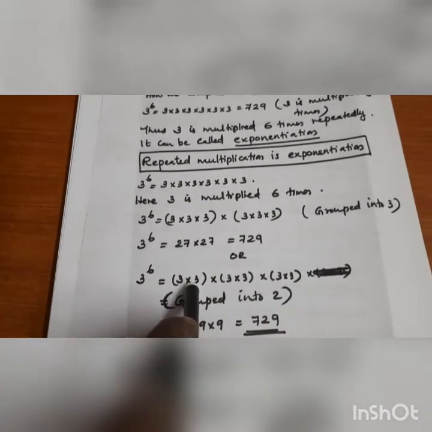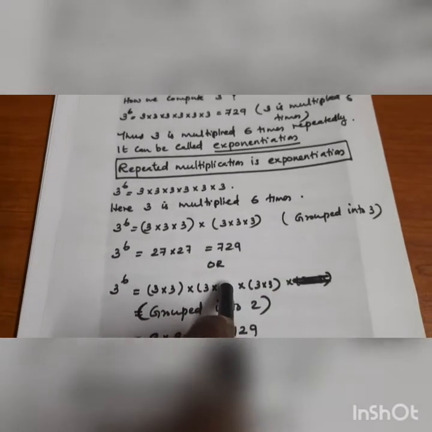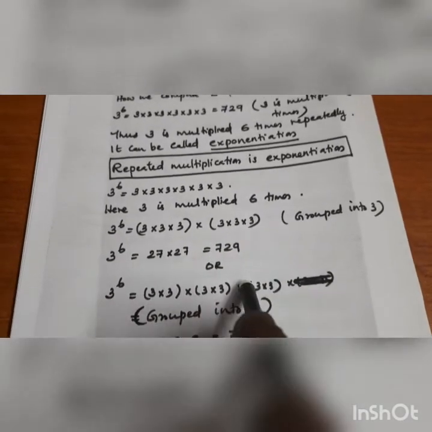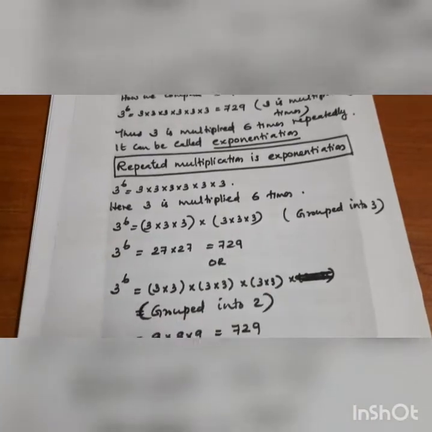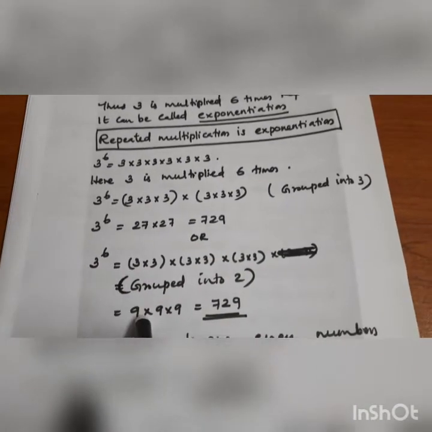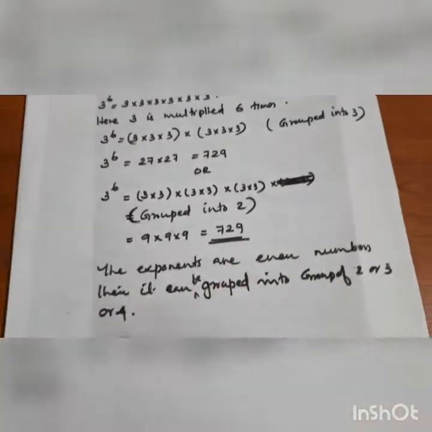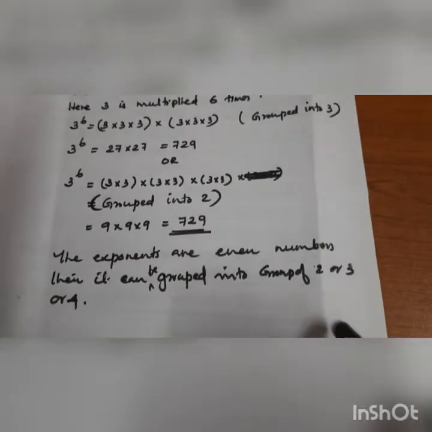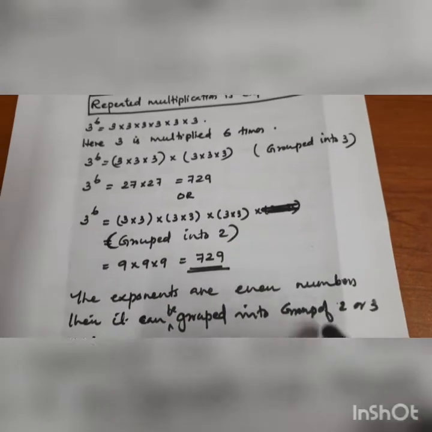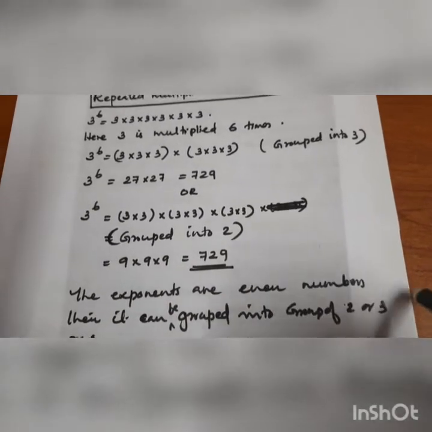Otherwise, we can group it into 2s. 3 into 3, one group. Then 3 into 3, second group. 3 into 3, third group. Here also, total 6 threes. 3 into 3, 9. 9 into 9 into 9 is also 729. If the exponent is an even number, then it can be grouped into groups of 2, 3 or 4, etc.